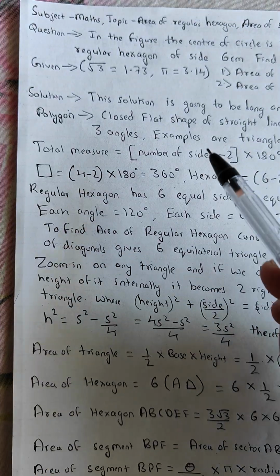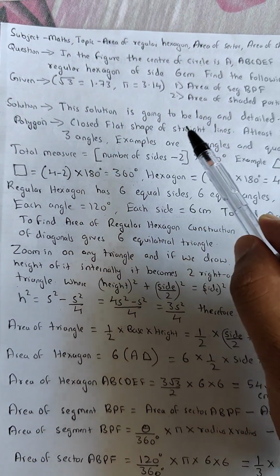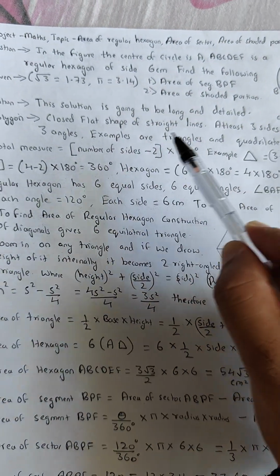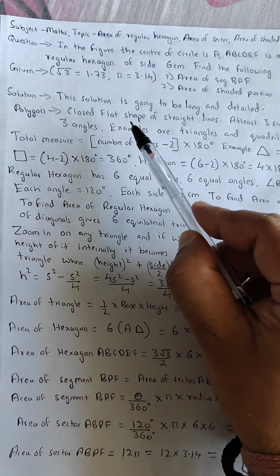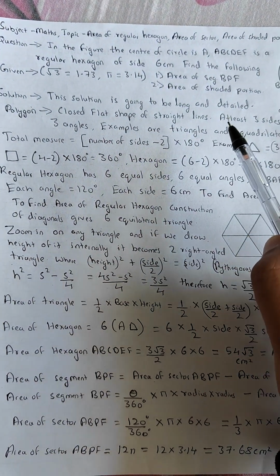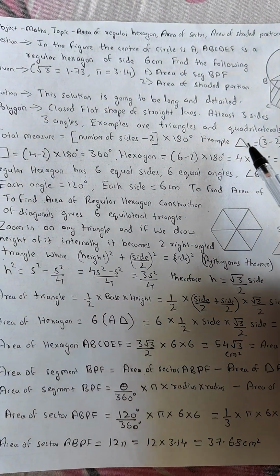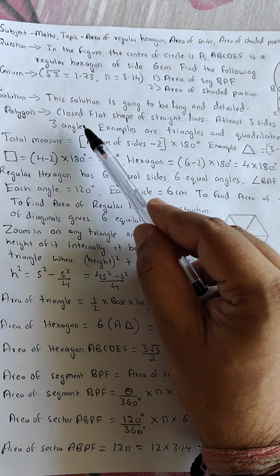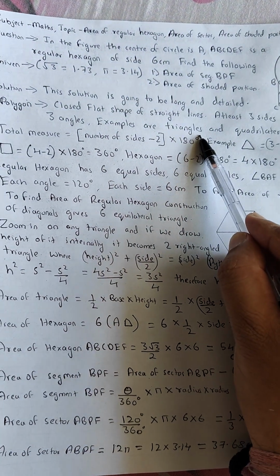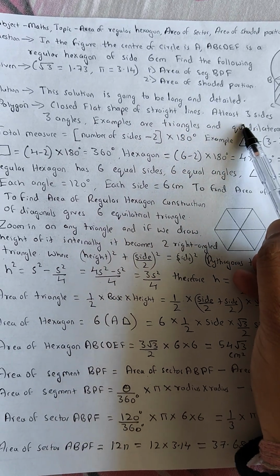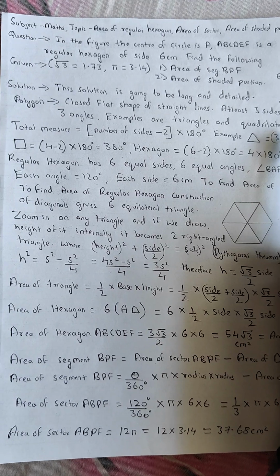This solution is going to be long and detailed. First thing, what is a polygon? A polygon means a closed flat shape of straight lines. At least 3 sides and 3 angles should be there. Triangle is an example of a polygon. At least 3 sides and 3 angles should be there. And quadrilaterals are also an example of a polygon.